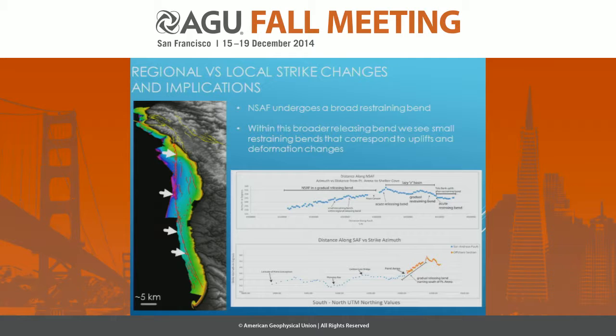So what we can do now is look at the overall trend of the fault and see that we are in a large restraining bend, but within that restraining bend, we're in a large releasing bend. We have small sections of restraining orientations that cause local uplifts and deformation. But when you look at the big scale of the San Andreas, from Central California, you see lots of small variability until you reach this northern section where it becomes a very different orientation, which is an interesting question to wonder about.